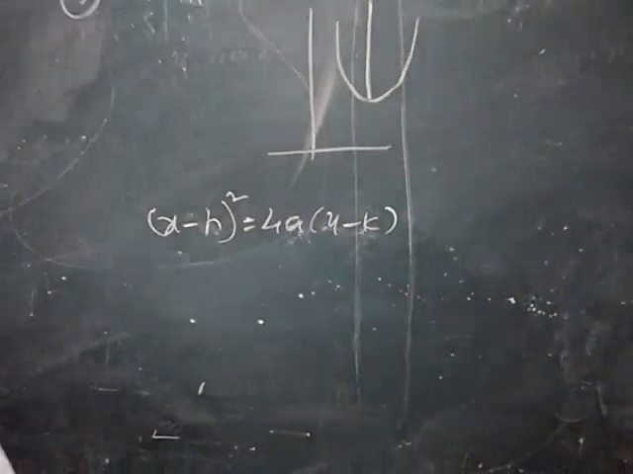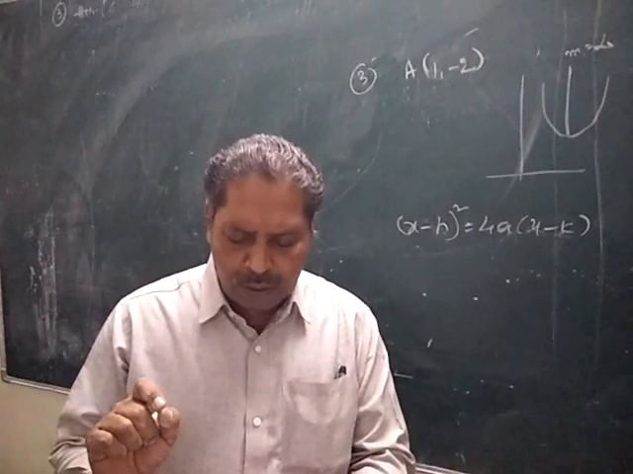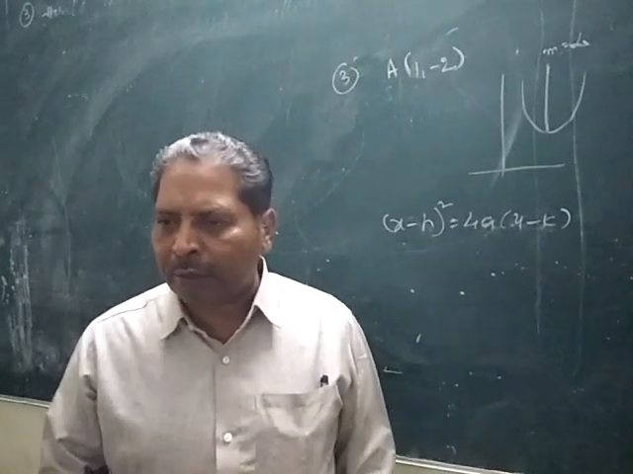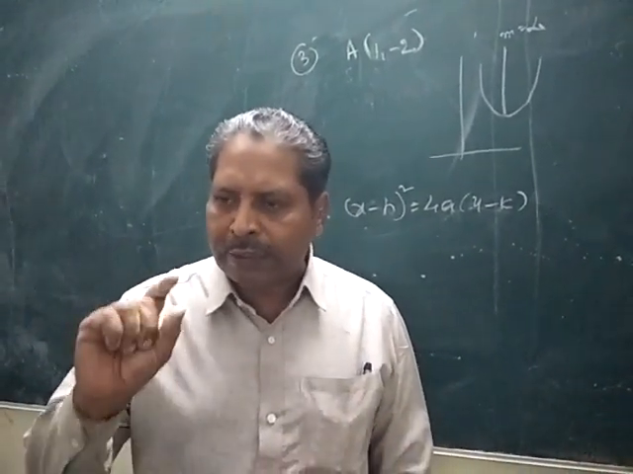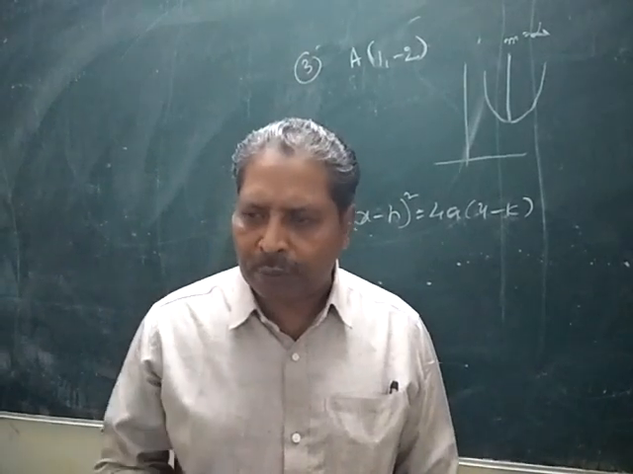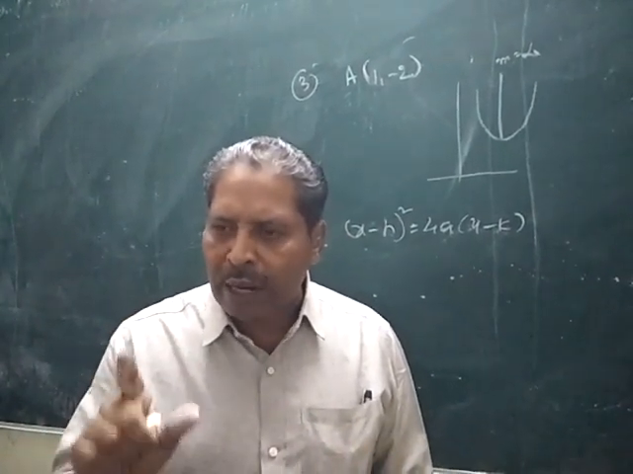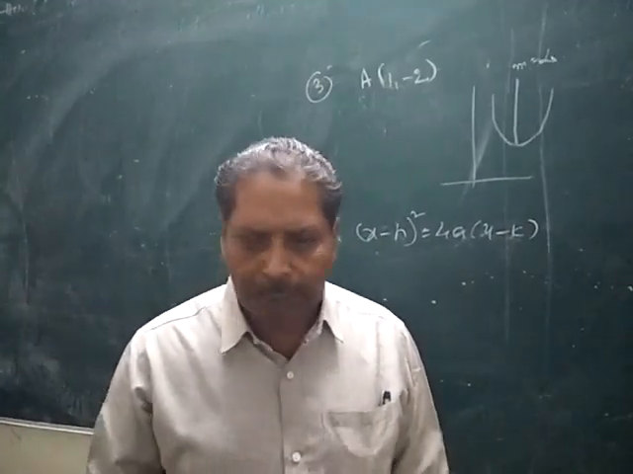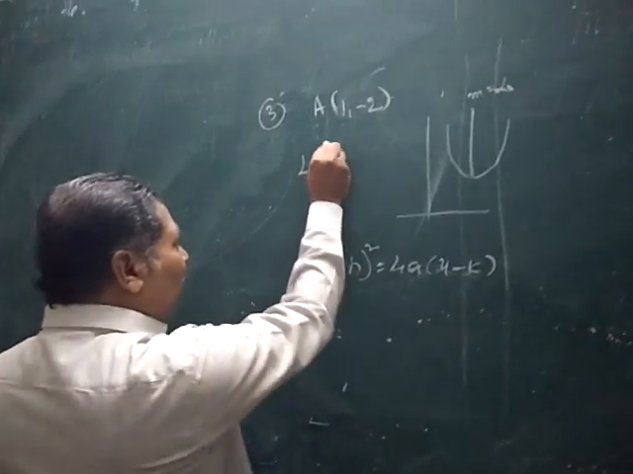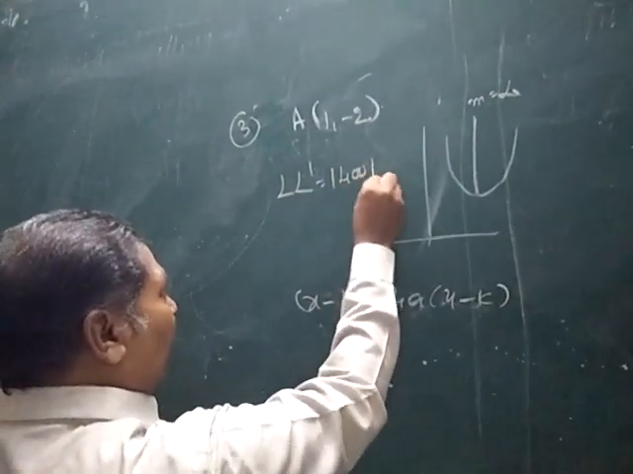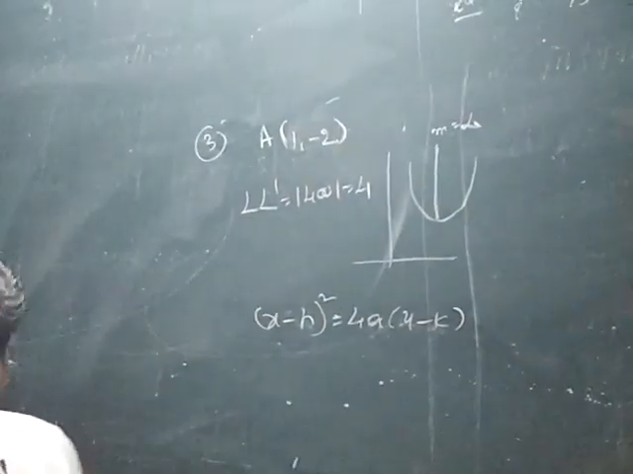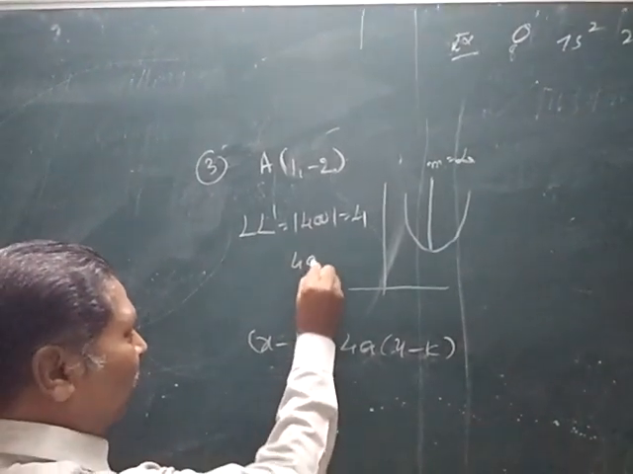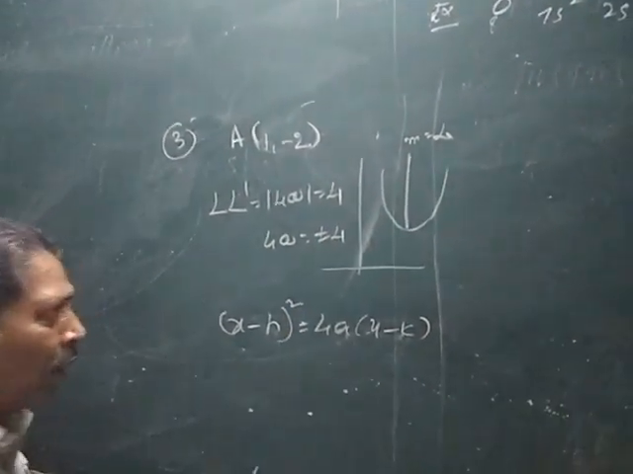For this one, the hint given is that the latus rectum is 4. For any type of parabola, whatever it may be, the length of the latus rectum is always the modulus of 4a. So 4a equal to 4 in modulus. When we remove the modulus, we get plus or minus 4.